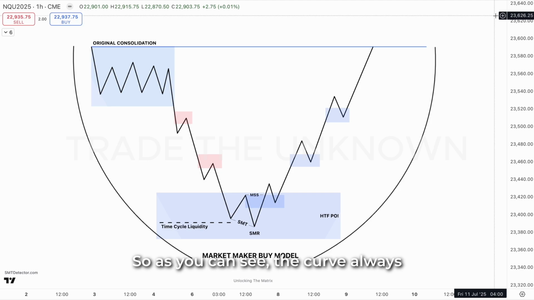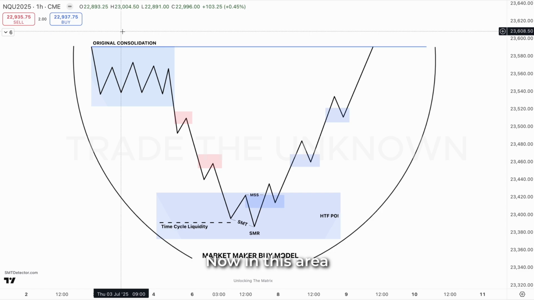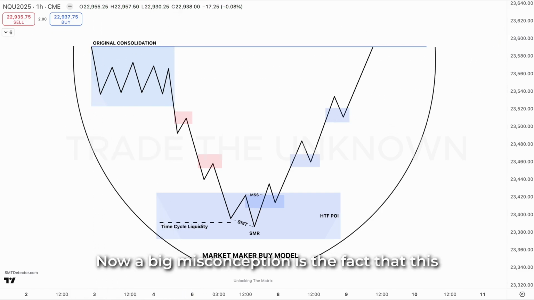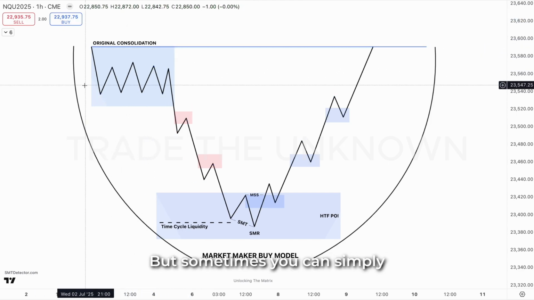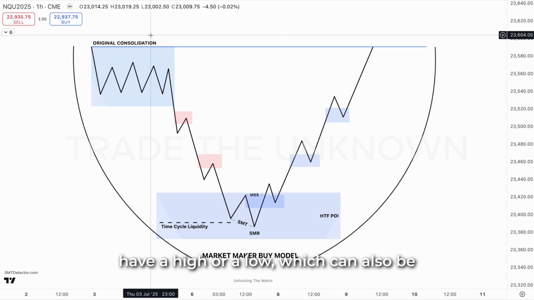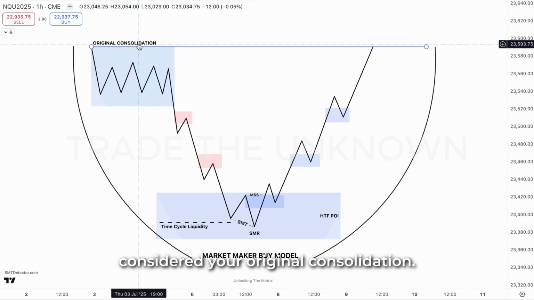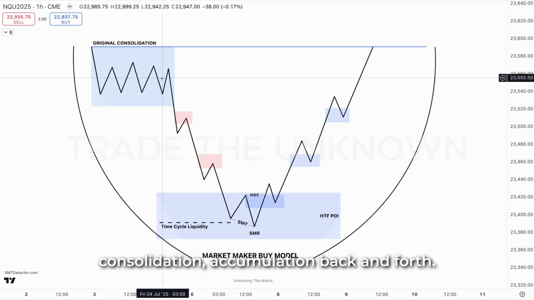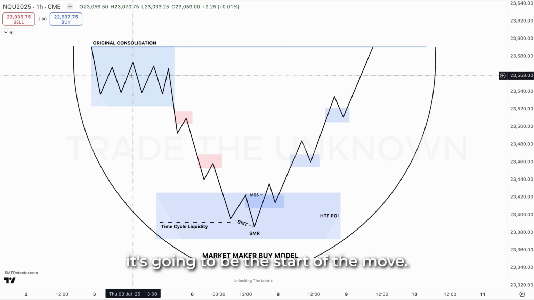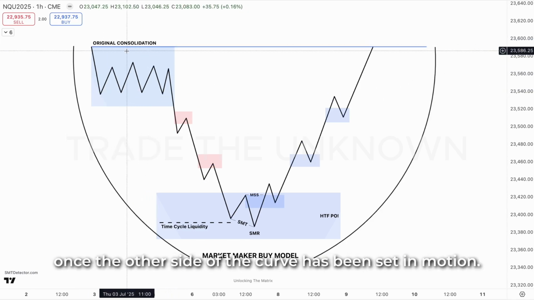So as you can see, the curve always starts up here. Now in this area, we have what we call the original consolidation. Now a big misconception is the fact that this has to be a consolidation for it to be the actual start of the move. But sometimes you can simply have a high or a low, which can also be considered your original consolidation. The point is not the fact that it's going to be a consolidation, accumulation, back and forth. It's the fact that it's going to be the start of the move. And this is where price is going to try and reach for once the other side of the curve has been set in motion.